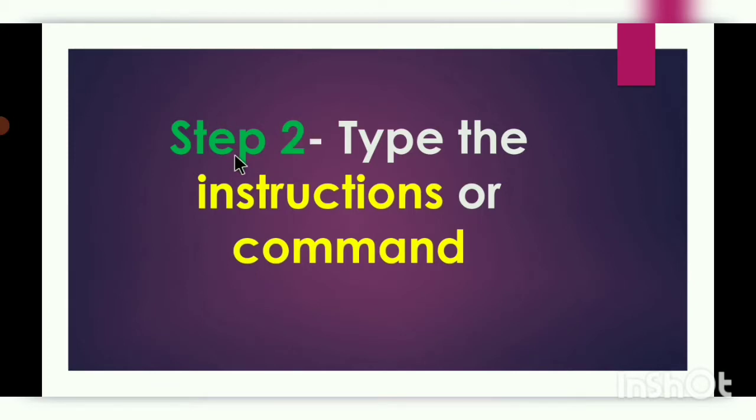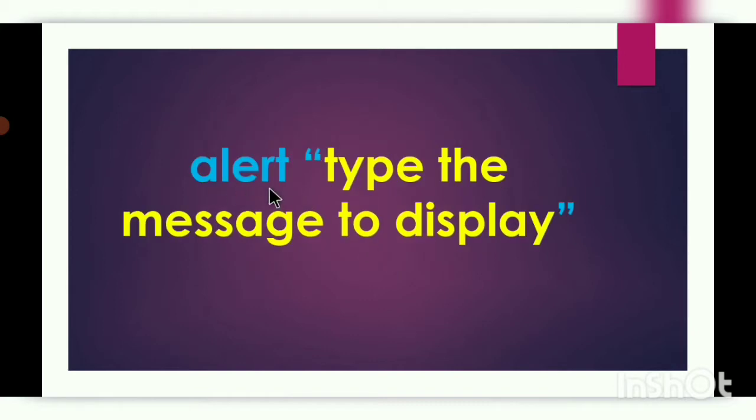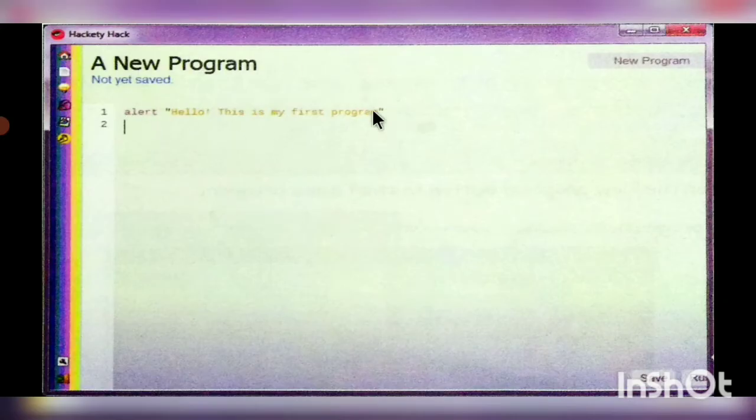Then step 2: type the instructions or command. Instructions and command are the same. Here we are going to use the command alert. Here you type the message you want to display within the double quotation marks. See, this is called a double quotation. Alert is a command here. Like that you are going to write the program.